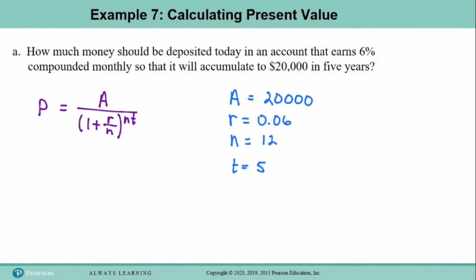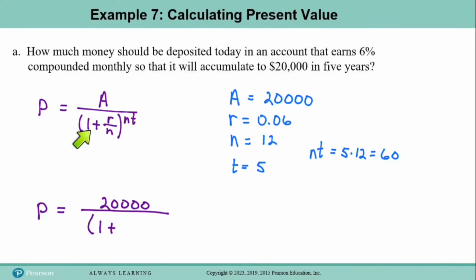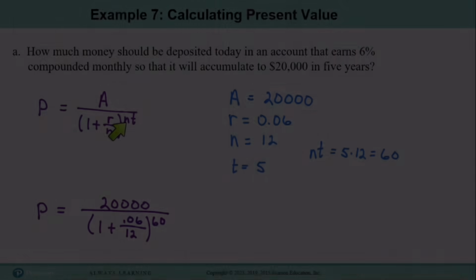Okay, now we know that N times T is our exponent, so let's calculate N times T. That would be 12 times 5, so that's 60. And now let's plug each of our known values into our formula. So P equals A, which is 20,000, all divided by parentheses 1 plus R over N, which is 0.06 divided by 12, close parentheses, to the power 60.